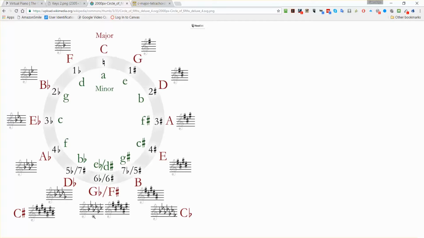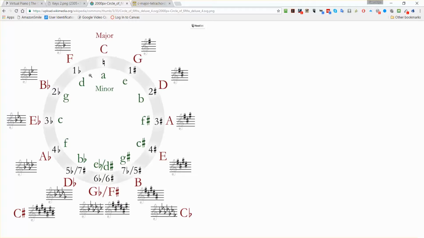But if you have all flats here, you would not call this F sharp. You would call it G flat. And if you have all sharps in the key signature, you would not call it G flat. You would call it F sharp. Same thing happens here. You can pretty much put logic together, and so it goes here.